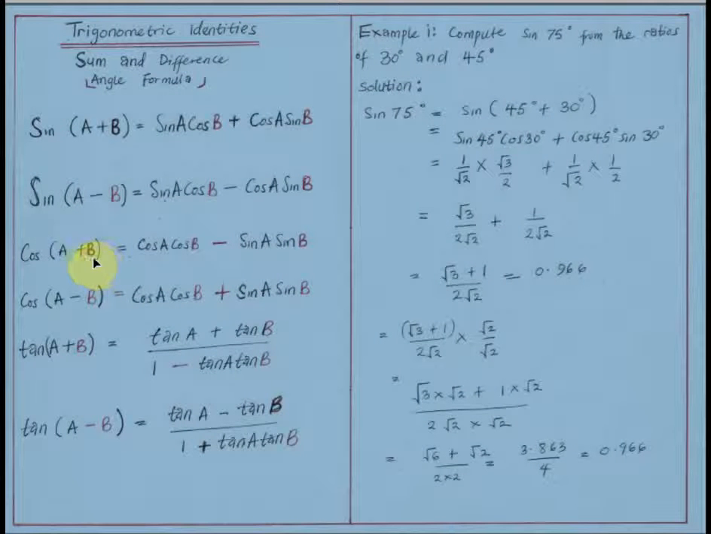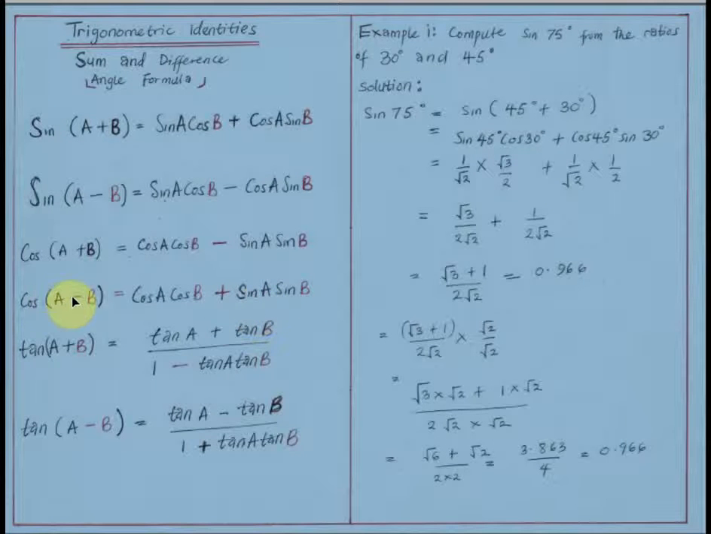So you see for the cosine function, the sign changes. It's a plus here, but here you have a minus. Same thing for the cosine difference angle formula, where you have two angles you're subtracting from each other. Cos A minus B is equal to cos A cos B plus sine A sine B.